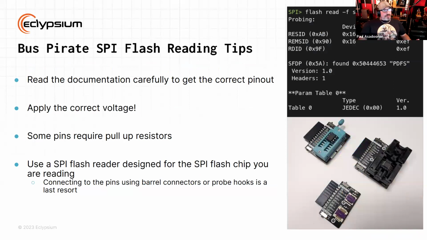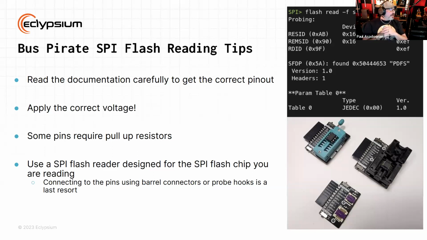So I use it to read a pretty basic SPI flash. It's the one from Winbond. It's a very, very popular DIP8 SPI flash chip. Make sure that you read the documentation carefully and get the correct pinout. If you were to apply voltage to the wrong pin, you're gonna do what we call letting the magic smoke out, and you're gonna fry the chip.